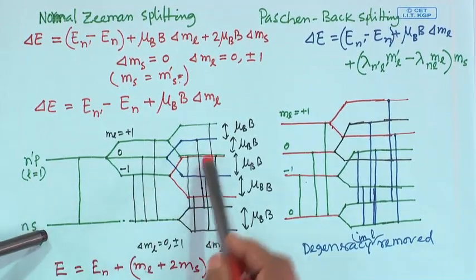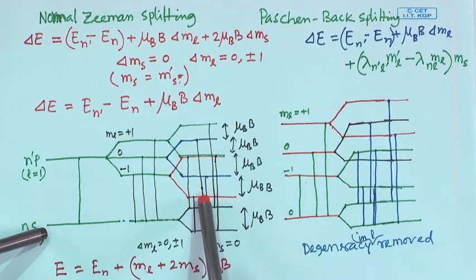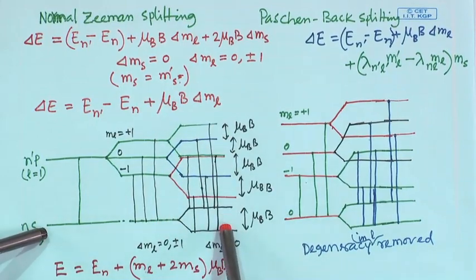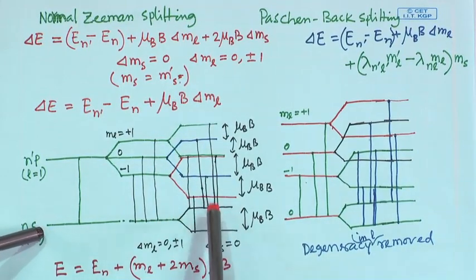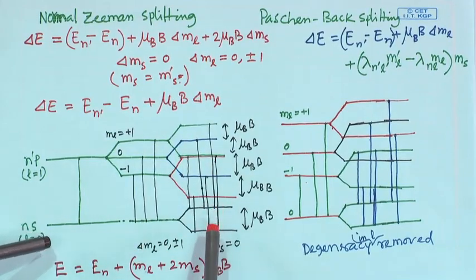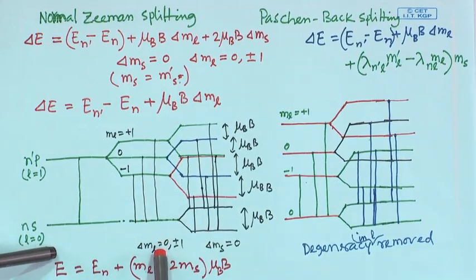Similarly, for the other two lines one can show that we will get two lines whose energies are the same, and in this case also these two lines have the same energy. So, basically, in a strong magnetic field we will get only 3 lines. Okay. So, that is the normal Zeeman effect.